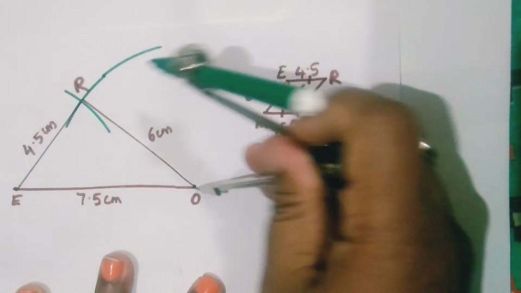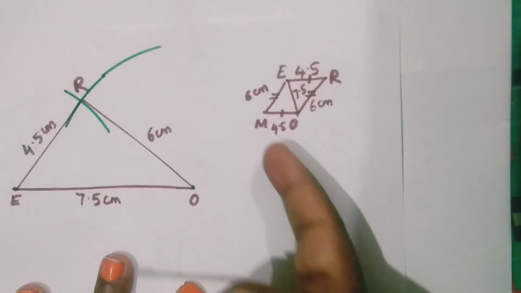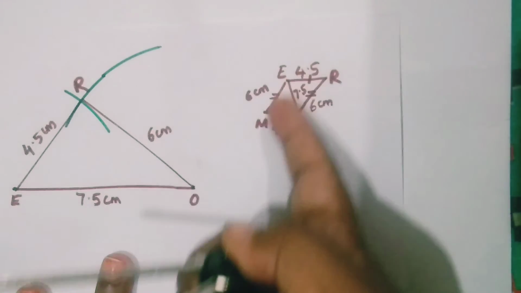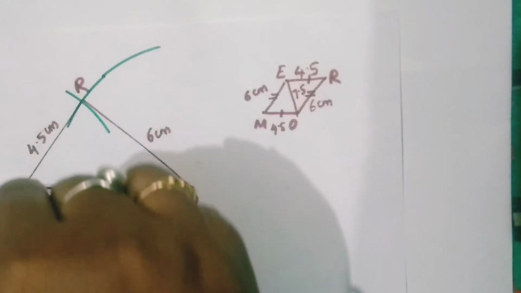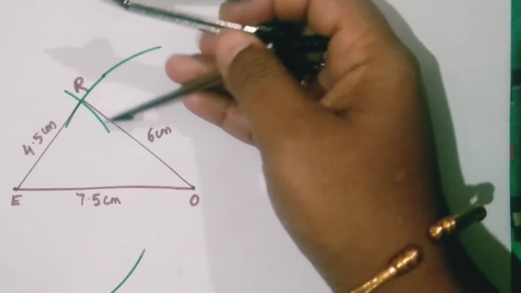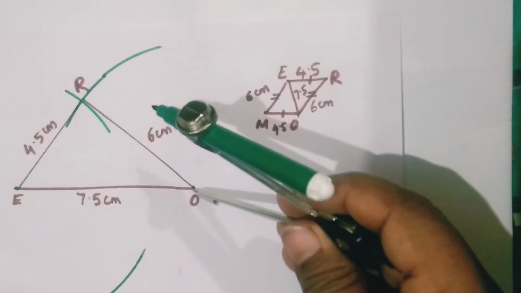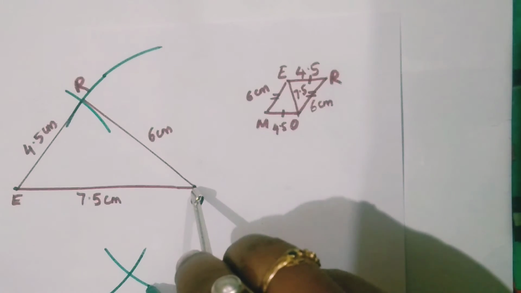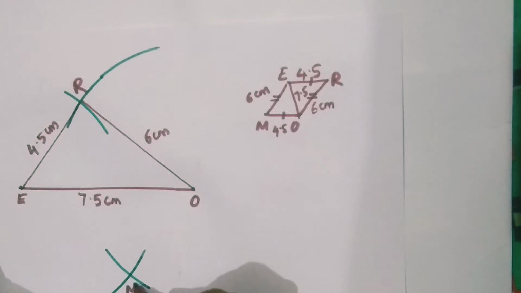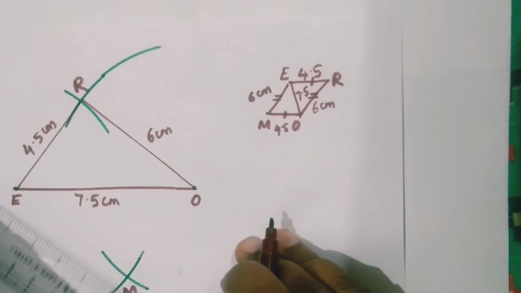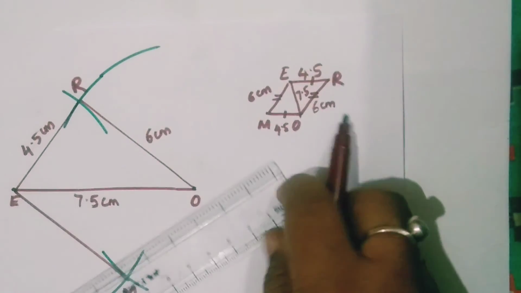So now next, from O we are going to take the same measurement, OR measurement, that is 6 cm, and draw an arc below the line. And we know opposite sides are equal, so OR measurement you can take and draw an arc from E as center. Then with ER as radius, you are going to draw an arc with O as center. So now you can see both the arcs are meeting. Many children will make a mistake, they interchange it and they don't get a parallelogram. So please be careful. So only the rough diagram is required.